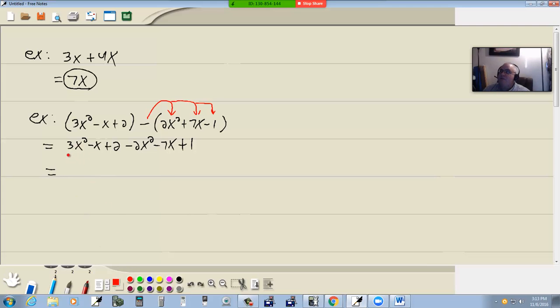Now like term, same variable to the same power. Here we have an x squared, and here we have an x squared. 3 minus 2 is 1, so we're going to have 1x squared or x squared. Here we got negative x and negative 7x. Well, that's negative 8x. And then 2 plus 1 gives us 3. That's our numbers we're combining together. And that would be our answer.